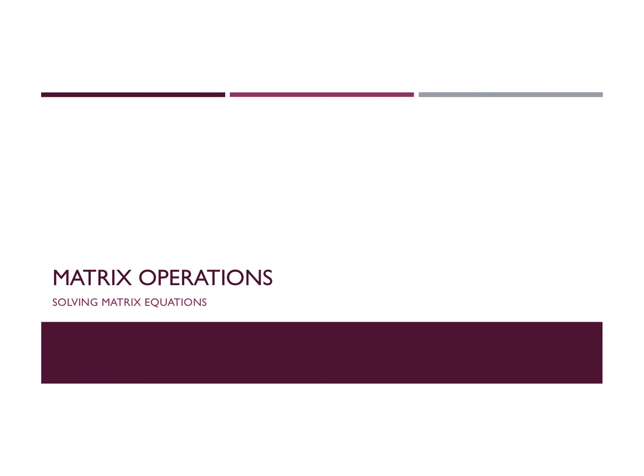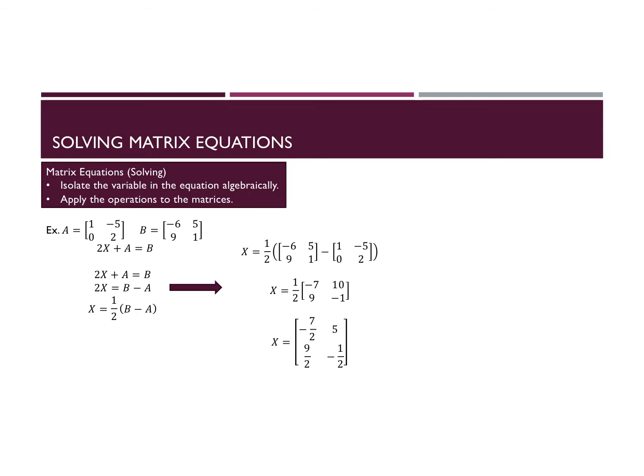Today you will be solving matrix equations. Solving a matrix equation is essentially relatively simple. The first thing you'll do is isolate the variable in the equation using algebra. For example, that is illustrated here in this 2x plus A equals B. And remember, the capital letters represent the names of matrices.